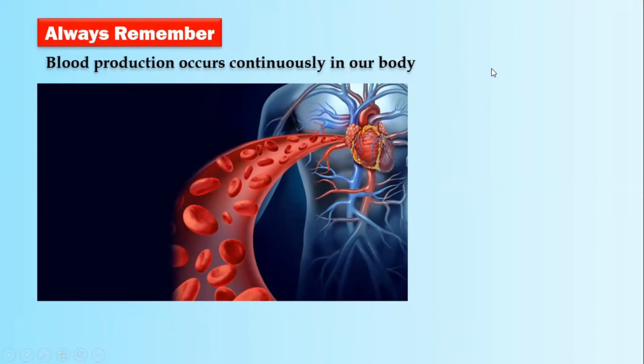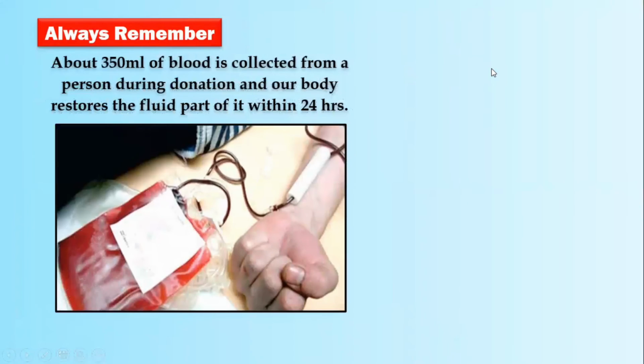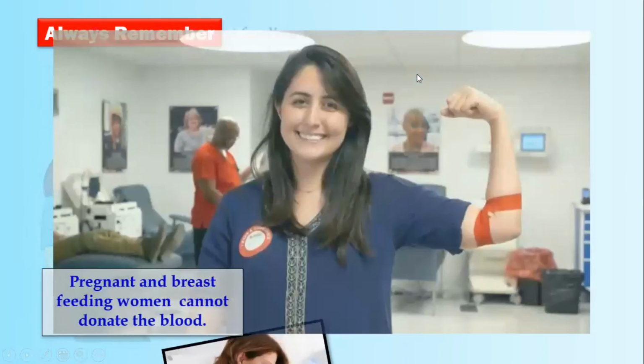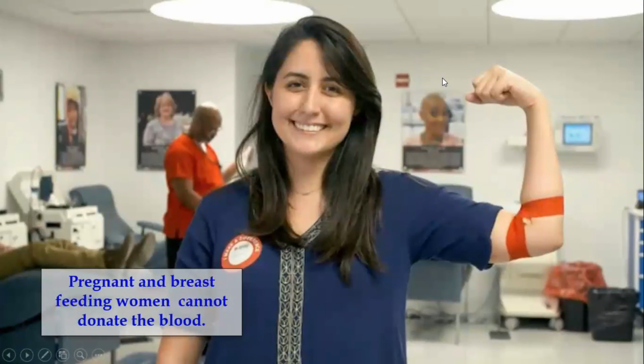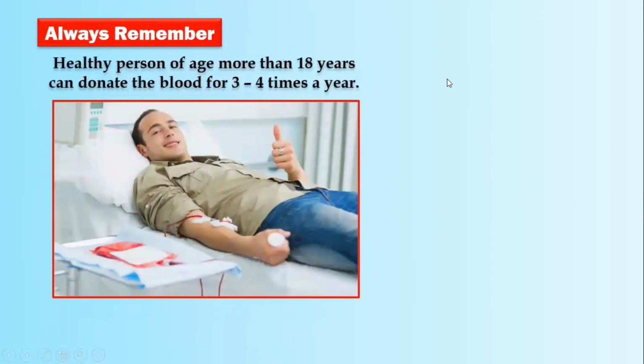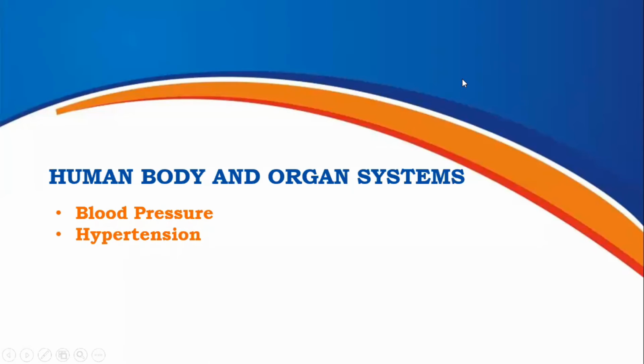Blood production always occurs continuously in our body. 350 ml of blood is collected from the person during donation, 350 ml. And our body restores the fluid part of it within 24 hours. Pregnant and breastfeeding women cannot donate blood at all because they lose a lot of blood, and it will be harmful for their health. 1st October is observed as blood donation day, and any person above 18 years of age can donate blood 3 to 4 times a year.